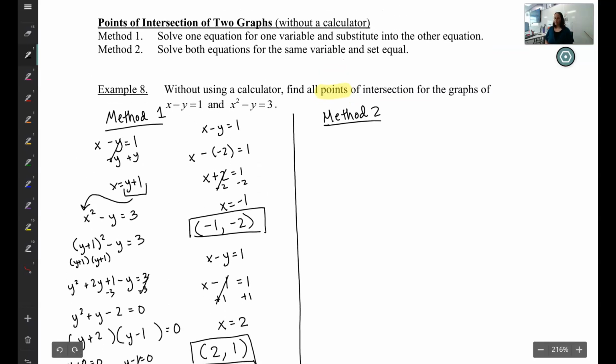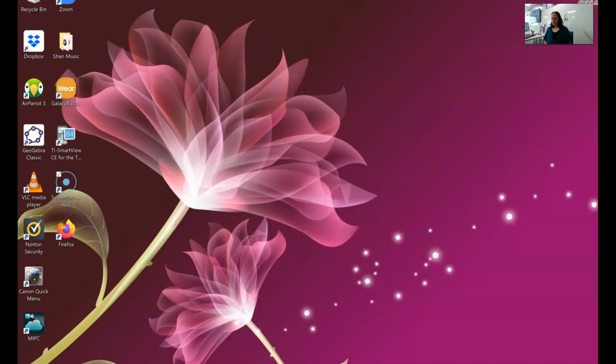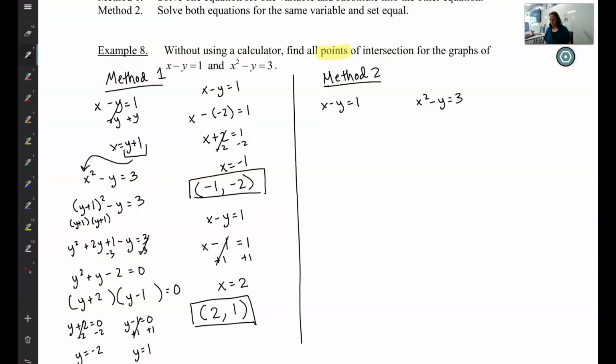This one, solve both equations for the same variable and set them equal to each other. So I have both equations. I'm going to solve both for the same variable. So I can solve them both for x's or solve them both for y's. Doesn't really matter. I look at this second one right here and I can see that if I solve this for x, I'm going to get roots, which is gross. So I'm going to choose to solve specifically for y's.